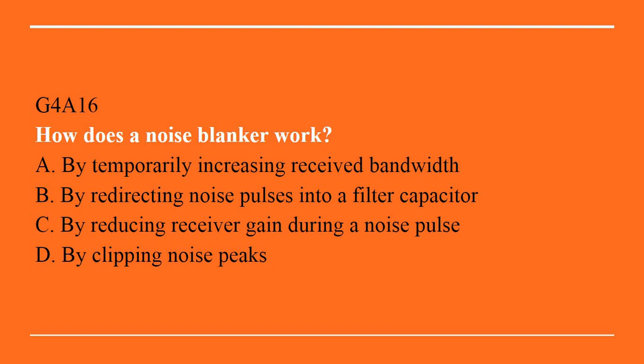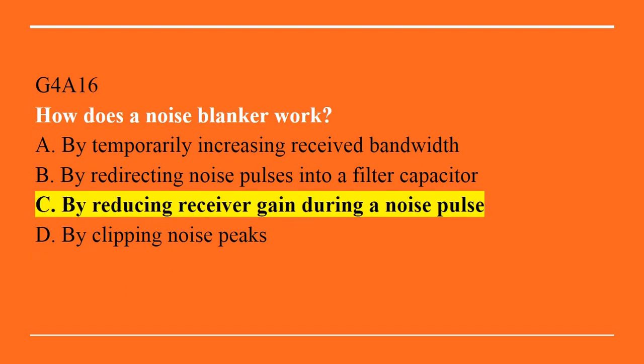G4A16. How does a noise blanker work? A. By temporarily increasing received bandwidth. B. By redirecting noise pulses into a filter capacitor. C. By reducing receiver gain during a noise pulse. Or D. By clipping noise peaks. Correct answer is C. By reducing receiver gain during a noise pulse.